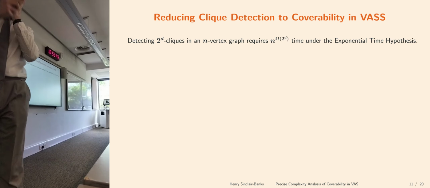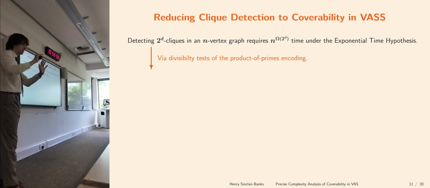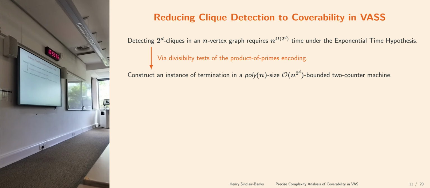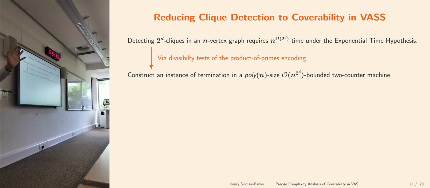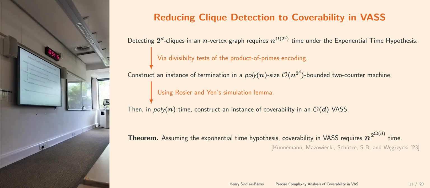And so just to bring everything together, you've seen all the pieces. So detecting a 2 to the d clique in an n-vertex graph requires something like n to the 2 to the d time under ETH. And then with this product of prime encoding and divisibility testing, I can construct an instance of coverability, termination, whatever you want to call it, in a polynomial size, n to the 2 to the d bounded counter machine, and then with the Rosier-Yen simulation lemma, I get out a d-VASS for which coverability implies cliques, hence the theorem. I hope that makes sense. That's the end of part 1.